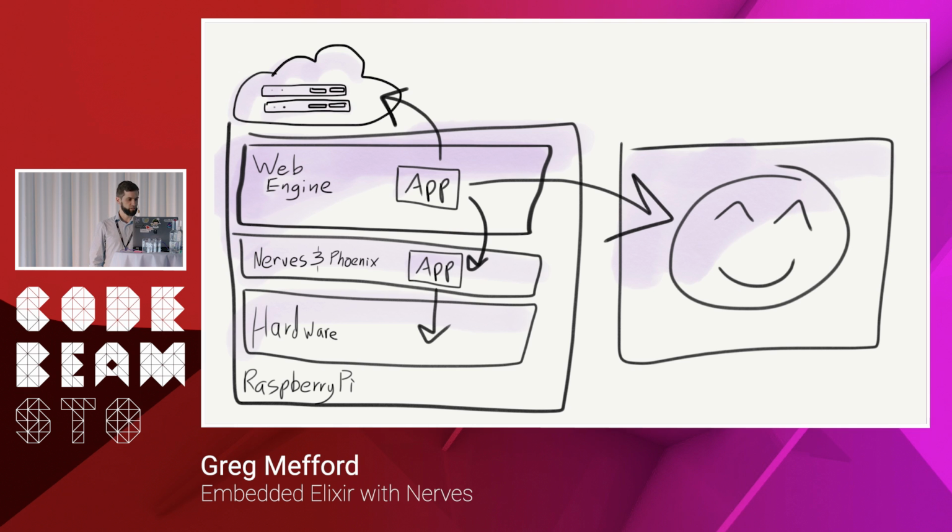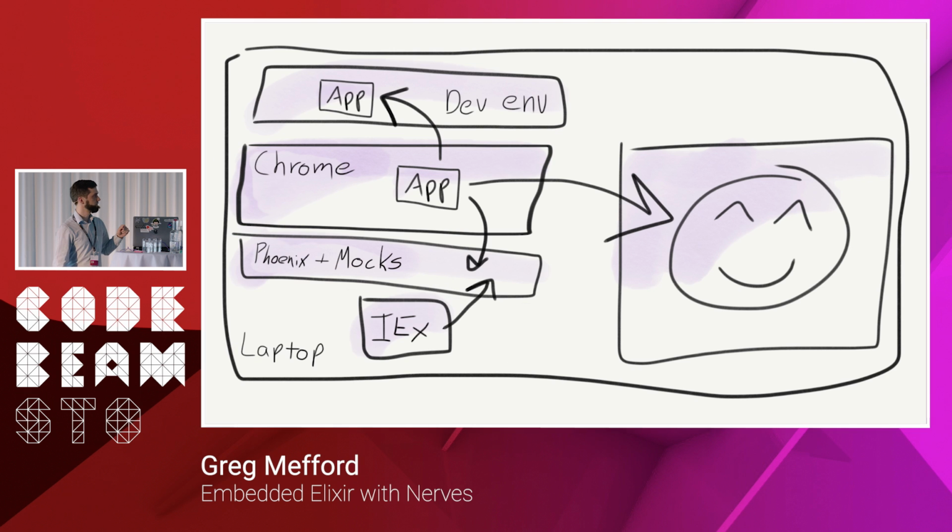But the magic bit here is that if I step forward a slide, you're kind of like, wait, what even changed? This is running on your laptop now, and you're using IEx to control mock hardware that doesn't actually exist, running a Phoenix app in development on your laptop, and then you're talking to Chrome that's displaying your browser, and then you talk to the local development server on your laptop. So the magic there is that now I don't need real hardware to develop the UI application and interact with the hardware and test things.